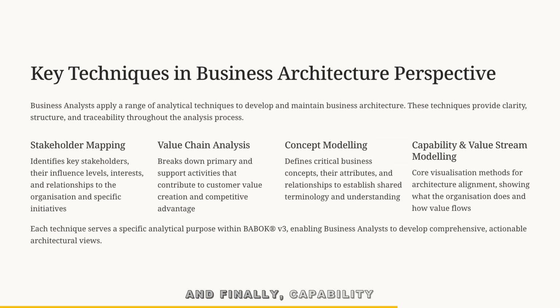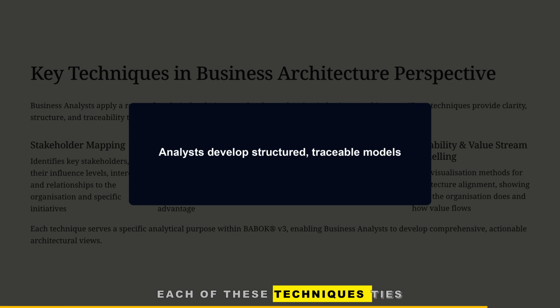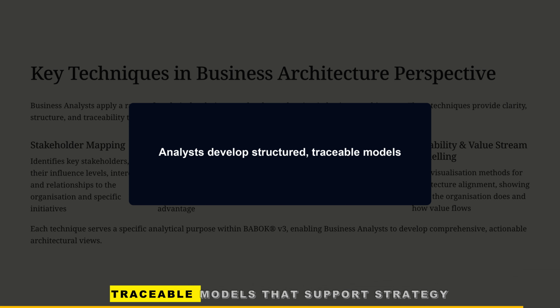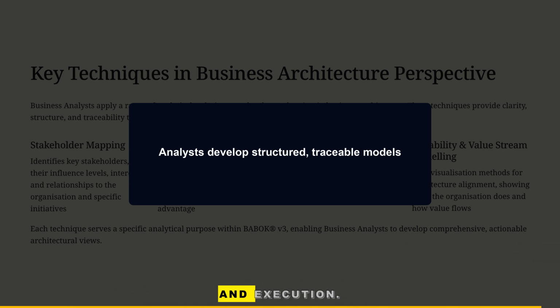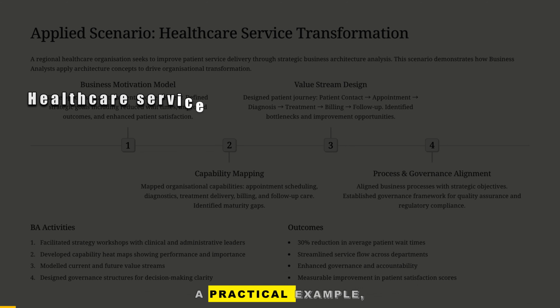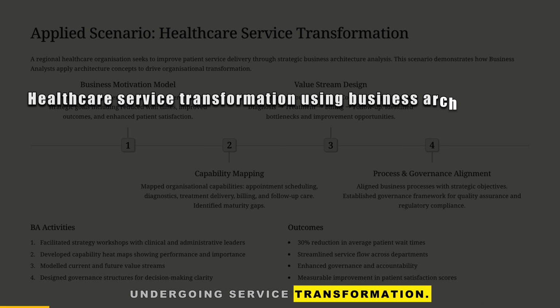And finally, capability and value stream modeling, the visual backbone of business architecture, showing how work happens and where value is created. Each of these techniques ties back to BABOK, helping analysts develop structured, traceable models that support strategy and execution. To bring everything together, let's look at a practical example: a healthcare organization undergoing service transformation.